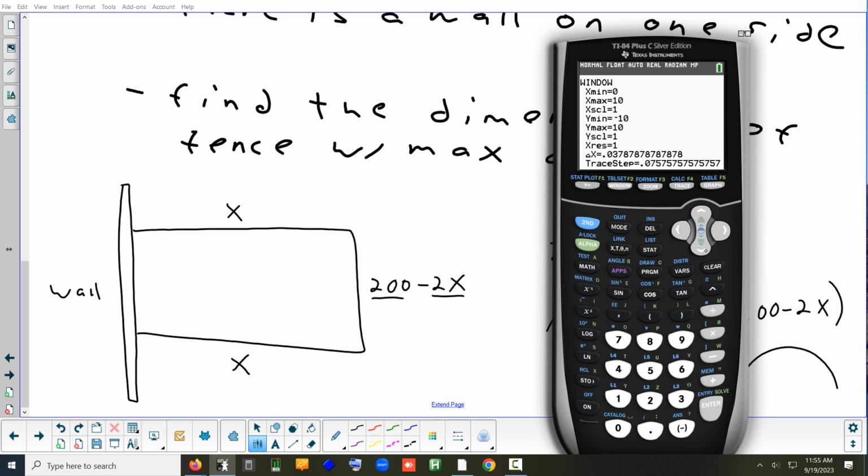Now, x has a maximum. You couldn't let x be 500. You don't even have that much fencing. You couldn't even let x be 200, because then you would just put all your fence in a straight line. You wouldn't have any left to make the other sides. What's the biggest that x could go?